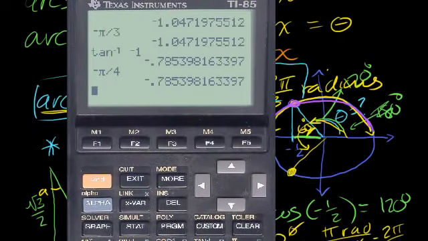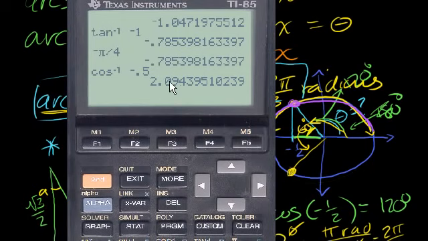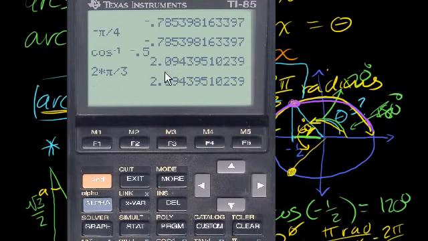Let me turn it on. So I need to figure out the inverse cosine, which is the same thing as the arccosine, of minus 1/2, of minus 0.5. It gives me that decimal, that strange number. Let's see if that's the same thing as 2 pi over 3. 2 times pi divided by 3 is equal to that exact same number. So the calculator gave me the same value I got.